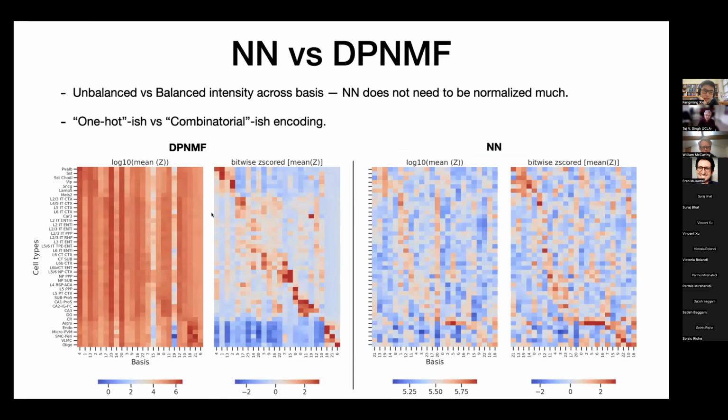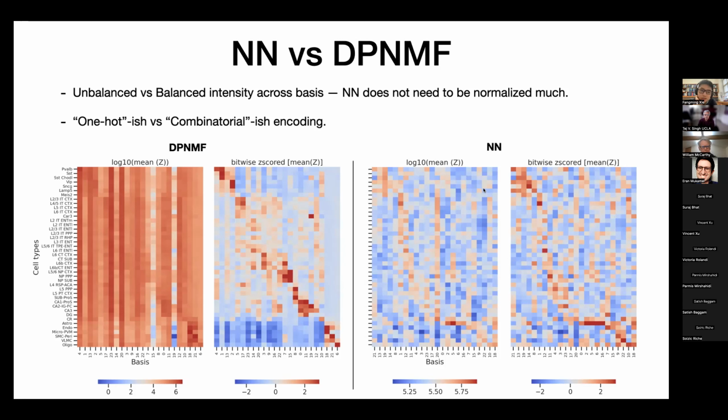Once the neural network is trained, we can compare how the encoding by the neural network is different from the original linear matrix factorization based design. On the left is a typical matrix factorization based design, and on the right is one trained by the neural network. What's presented on the left of each submatrix is the unnormalized signal intensity, and on the right is the intensity after normalization within each basis.